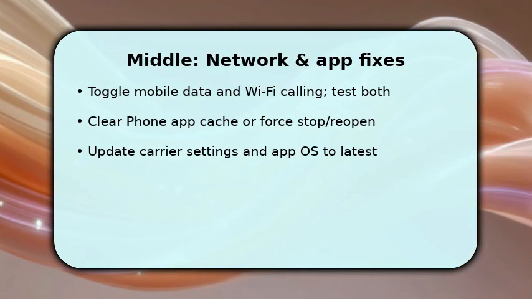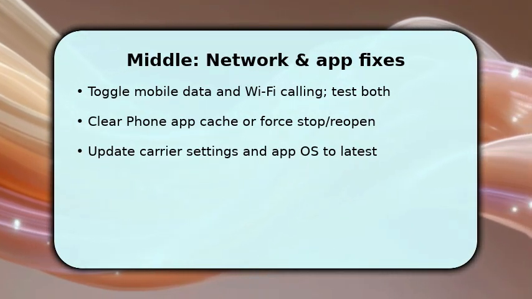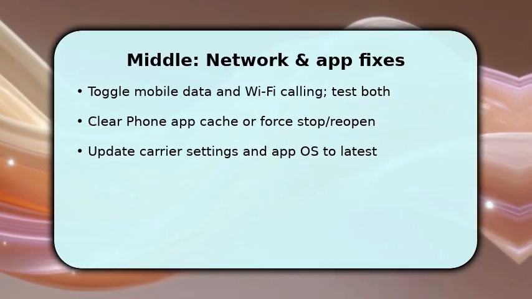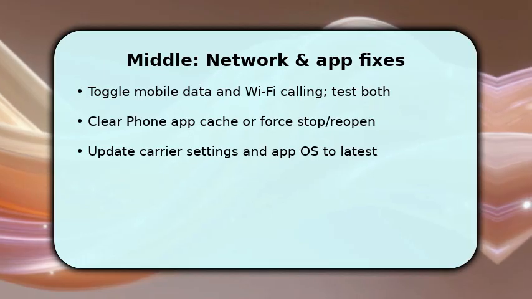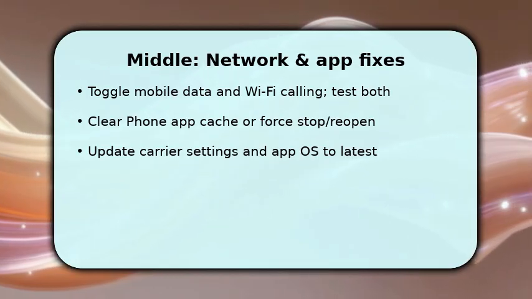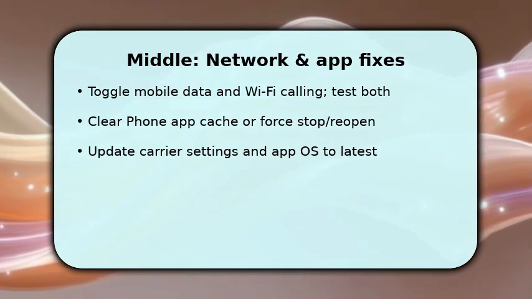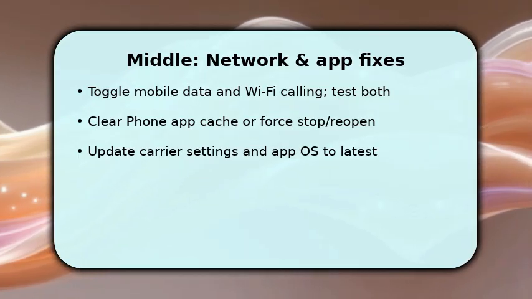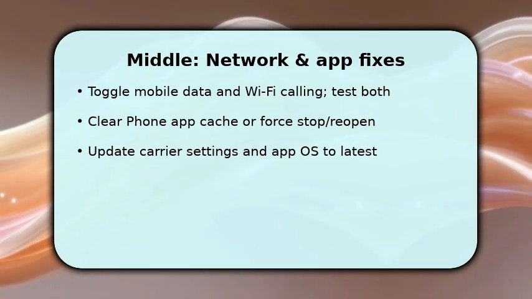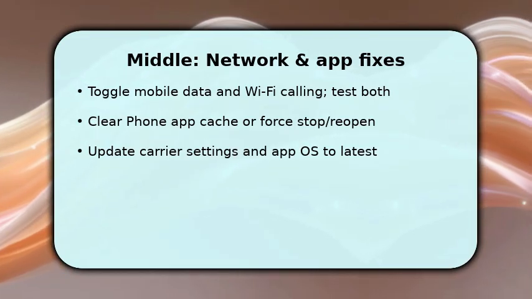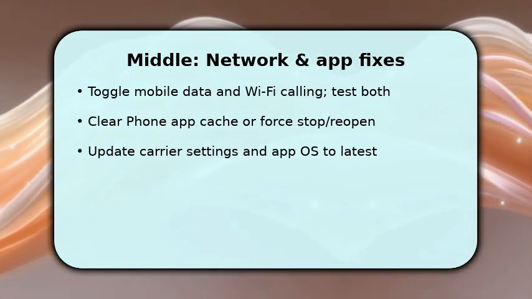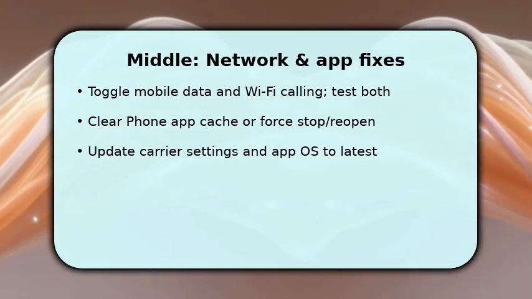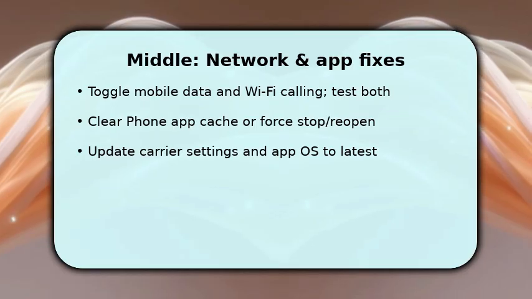Now you tackle network and app layers, which often hide the fault. Toggle mobile data and Wi-Fi calling and try a call each way to see which path fails. Clear the phone app cache, and if necessary, force stop then reopen it to remove bad state. This resolves many VoIP and SIP handoffs. Make sure carrier settings and Android updates are installed. Outdated firmware can break voice channels. If you use third-party dialers, disable them briefly to confirm the native app's behavior.